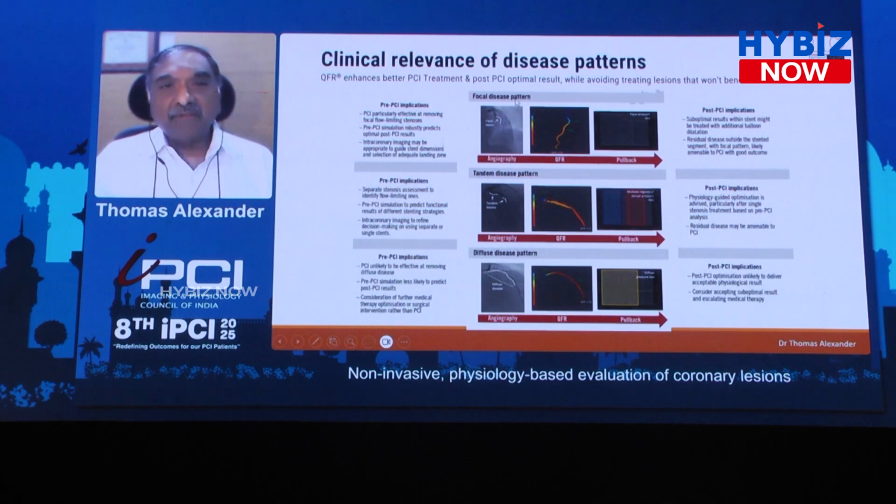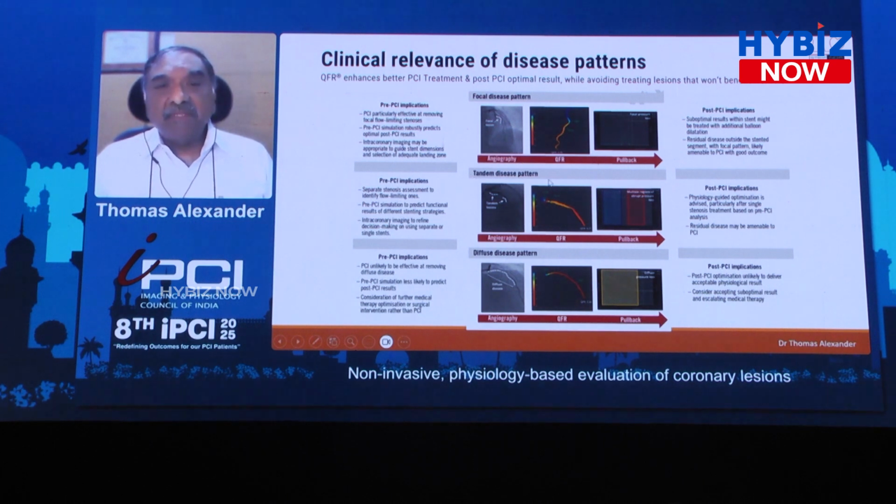Is it a focal pattern of disease? If it's focal, from the pre-PCI implication, it tells you what type of stent, what length of stent, and what size of stent. And post-PCI, it will predict what the QFR should be at the end of the procedure. If you don't get that, it tells you that it's a suboptimal result, and you might need to do additional balloon dilatation, or even imaging to decide whether there's been some dissection pre or post stent that needs to be tackled.